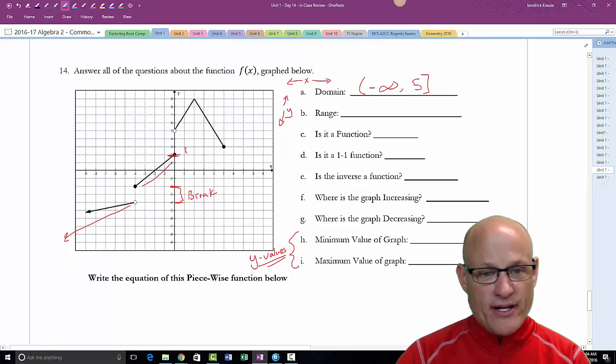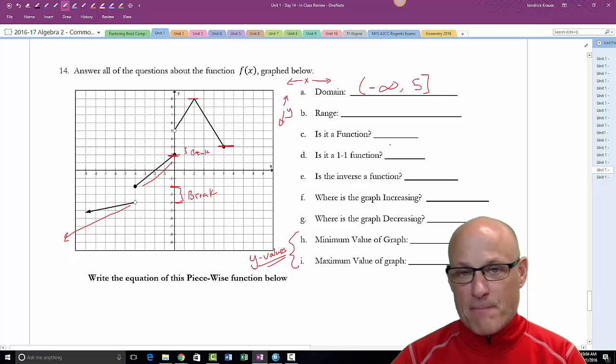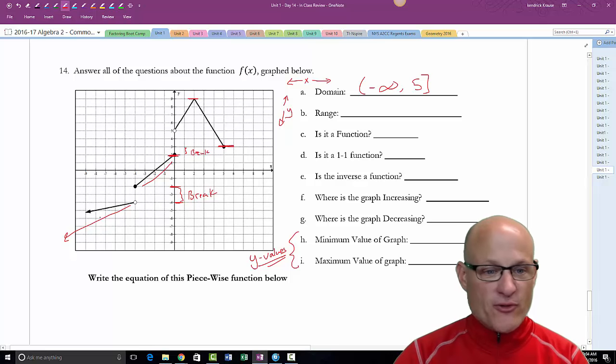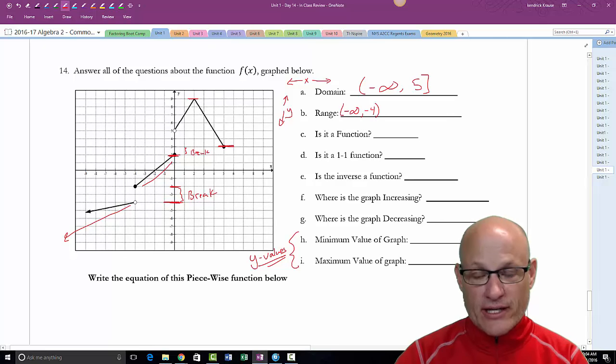But then I have another break right here. And then I go from 3 all the way up to and including 9. So this one's going to be much more complicated. This first piece is from negative infinity all the way up to negative 4, but not including negative 4.